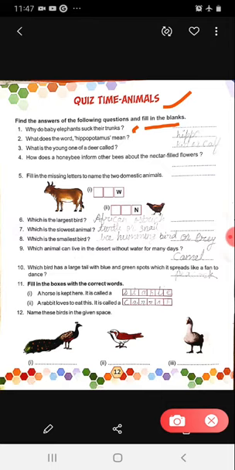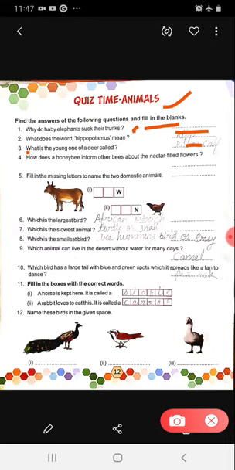The second one is, what does the word hippopotamus mean? Hippopotamus means river horse. And the third one is, what is the young one of a deer called? So young one matlab deer ke bacche ko hum kya kehte hain? To fawn. F-A-W-N, fawn.